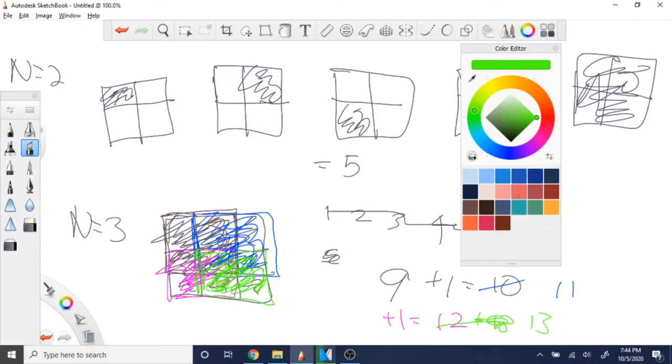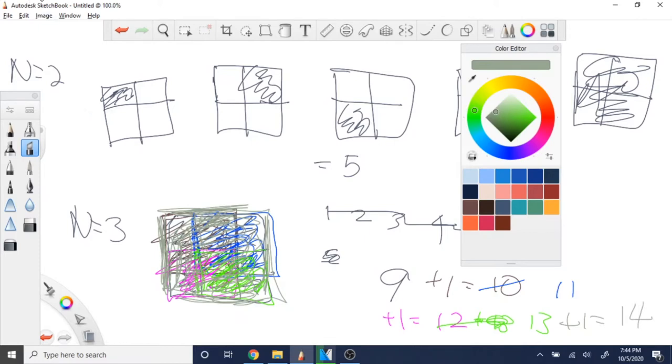And then we have the total square, which I'm going to label gray, which is the original square, this total square. This whole original 3 by 3 square is another different square. So we add another one, and that gives us 14.